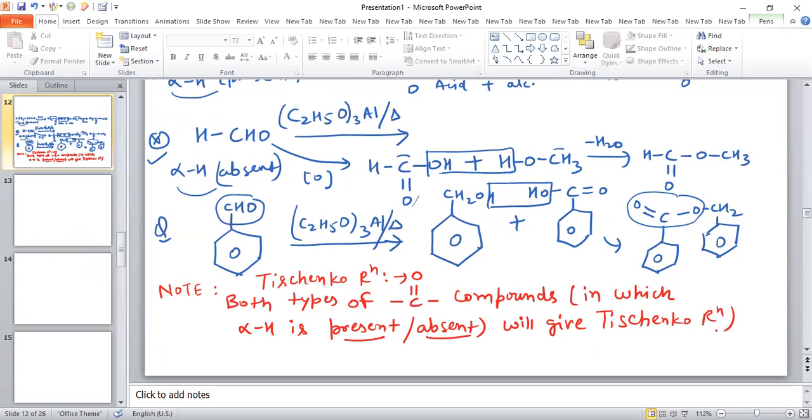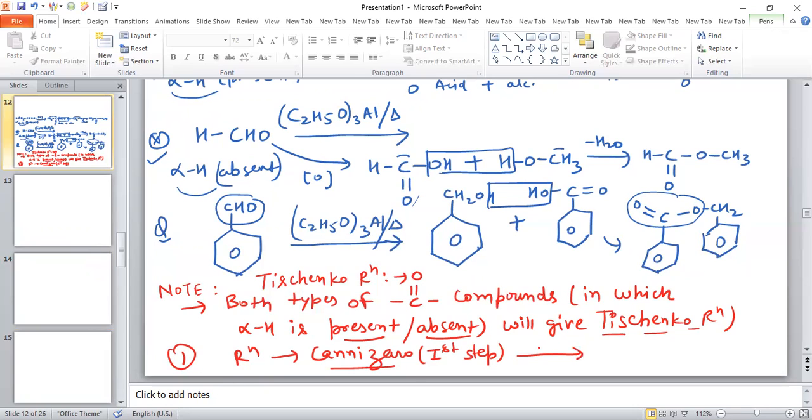Now the second step. Basically this is the first step: either alpha hydrogen is present or absent, they all will give the Tischenko reaction. And in the first step, the reaction will be like Cannizzaro. So the first step of the reaction will be according to Cannizzaro. And in the second step, an esterification reaction.